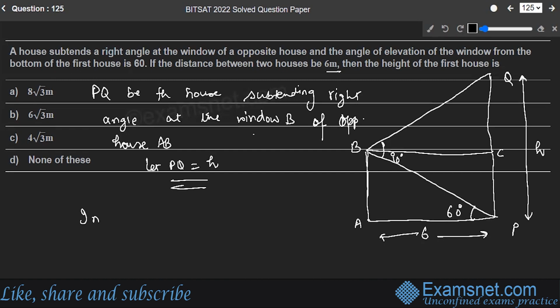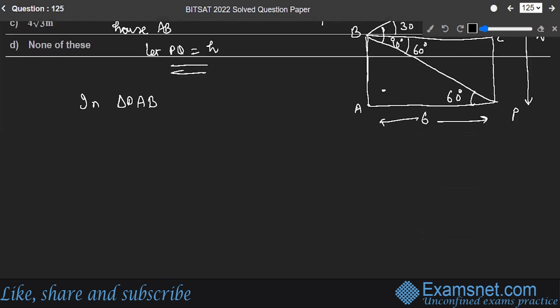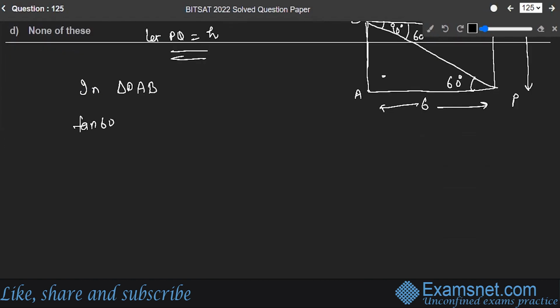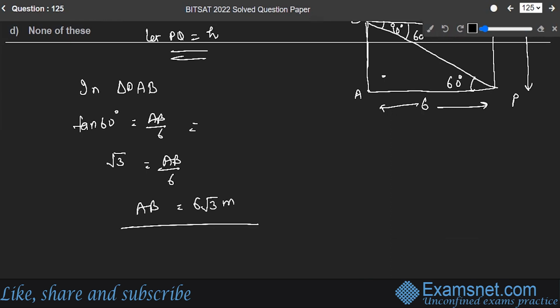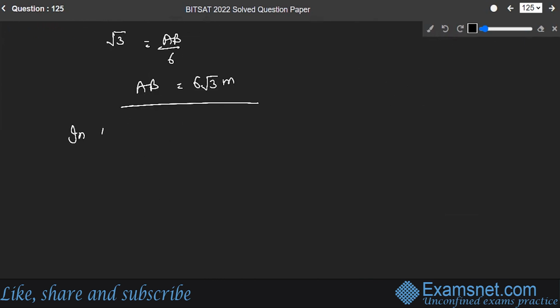All right. If this angle is equal to 60 degrees, then this angle is also equal to 60 degrees. That means this is a 30 degree angle. Now, in the triangle PAB, we have tangent of 60 degrees as AB upon 6, and tangent of 60 is root 3. That means you have AB as 6 root 3 meters.